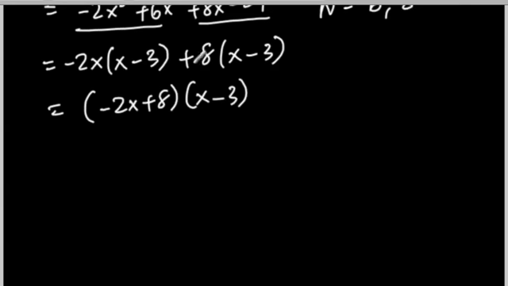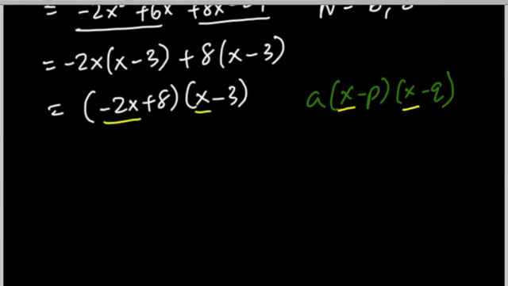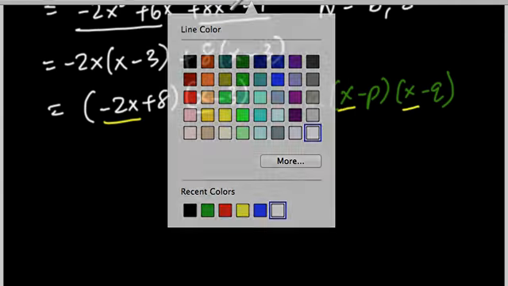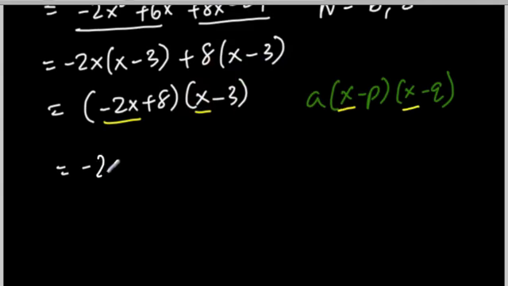Okay, so you might think that we might stop here, but you have to remember that our factored form is a(x minus p)(x minus q). So that means we have a single x here and a single positive x over here. So this is fine, but we don't have a single positive x here. So we need to factor out that negative 2. So you factor out that negative 2 and you get x minus 4 and then x minus 3. And this is the factored form.